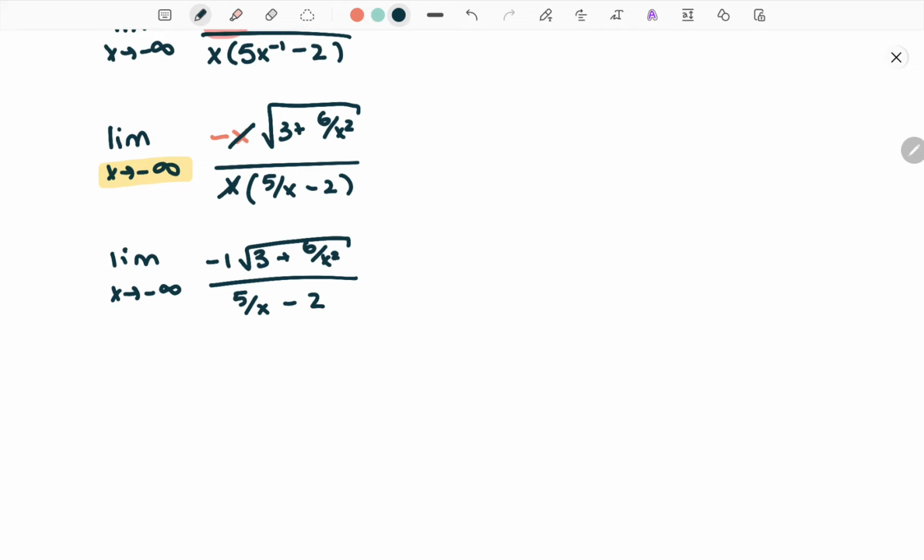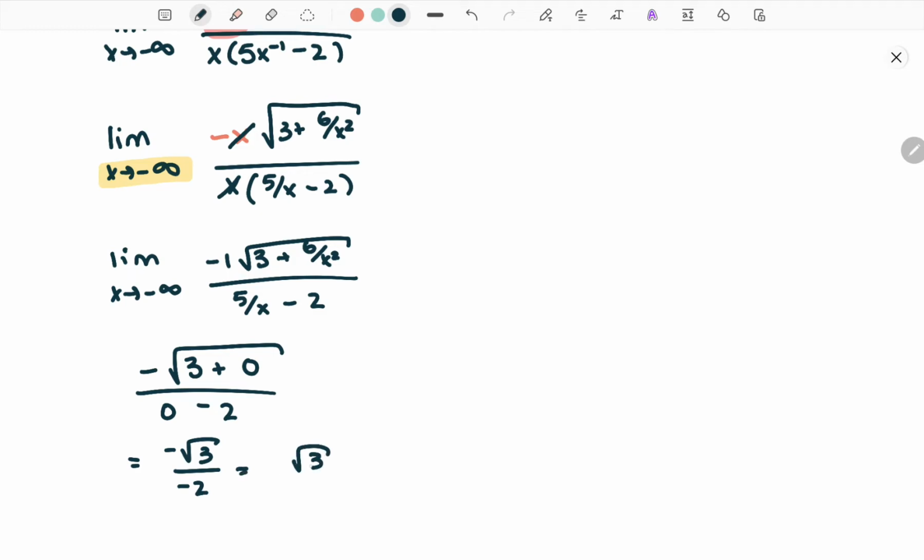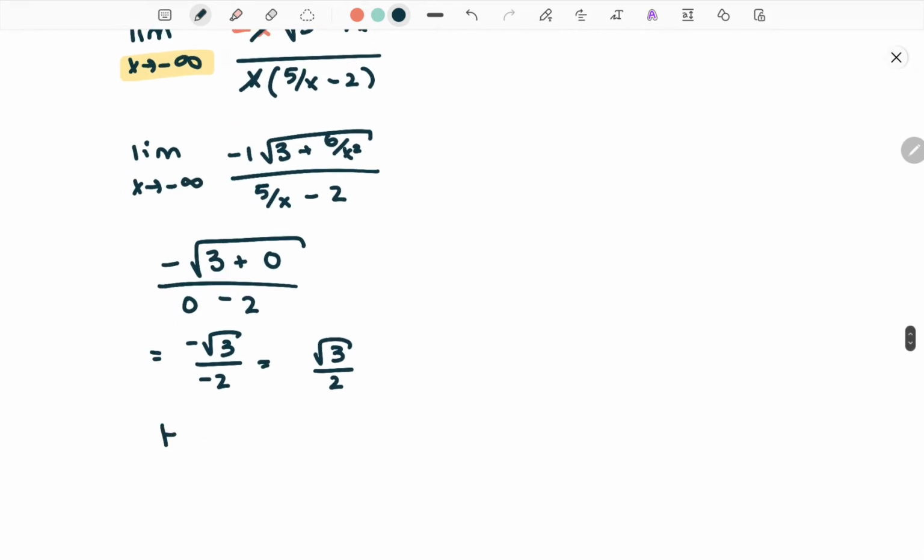And then I evaluate the limits of all of these things. And so I get the limit, as x approaches negative infinity, of negative, we're going to evaluate. I just get negative root 3 plus 0, right? I can still do all of these things independently. 0 minus 2. And so I get a negative root 3 over negative 2, which means this thing actually approaches positive root 3 over 2 on the left side. So I have a horizontal asymptote at y equals root 3 over 2.